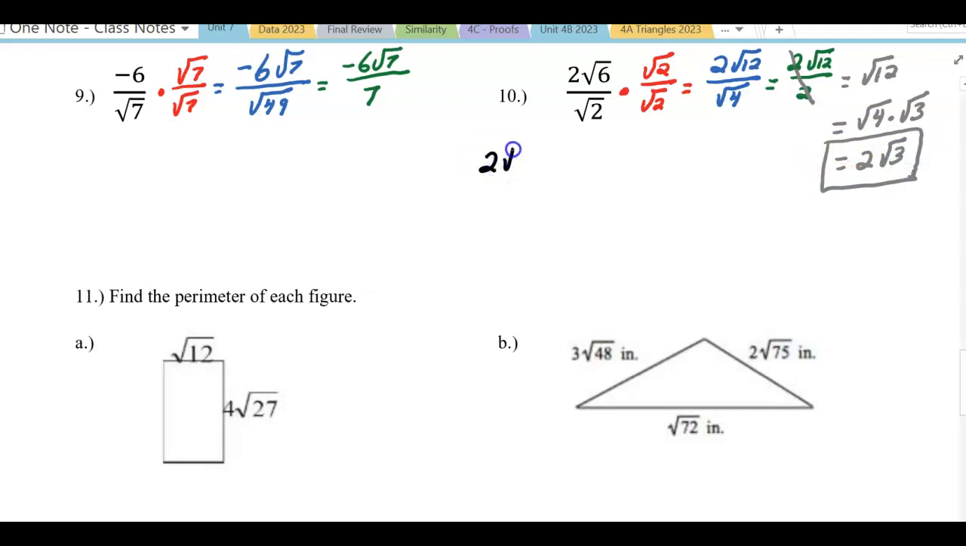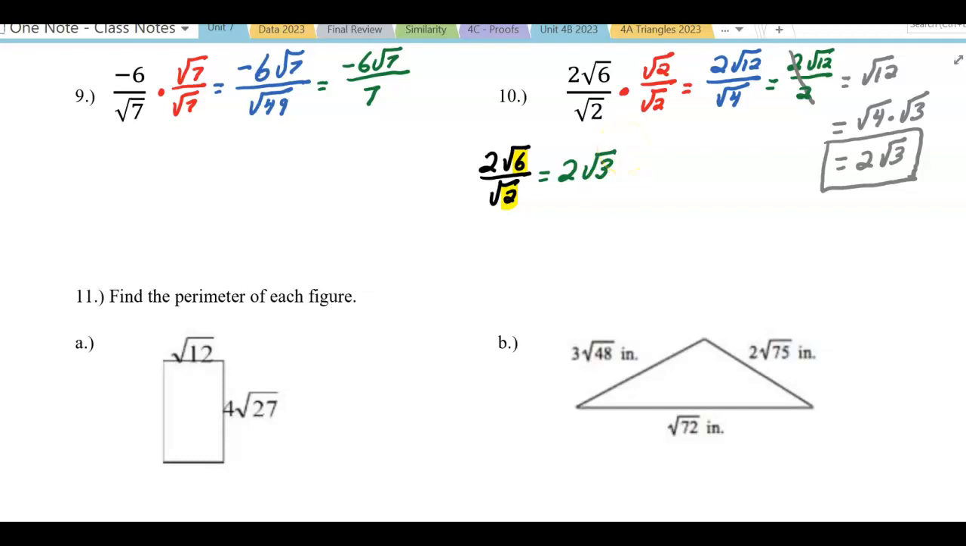Some students, just as an alternative way of doing number 10, when we talked about dividing, you are allowed to divide the two numbers underneath the square root. So a different way of doing this problem is you could say 6 and the 2 reduced to 2 square root of 3, and you get the same answer. This technique won't always work.